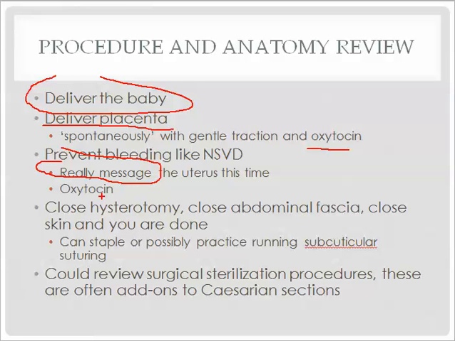Then you do the procedures that you did to gain access to the uterus in reverse. You first close the hysterotomy, then you close the abdominal fascia, then you close the skin, and you're done. When you're closing the skin, that's frequently done using staples, but it could also be a good time to practice running subcuticular suturing. You can click that link to check out how to do that, and I would encourage you to, because it's a good chance to practice. And you also might want to look at the surgical sterilization procedures, because those are frequently add-ons to cesarean sections.